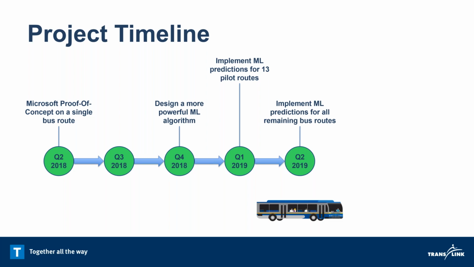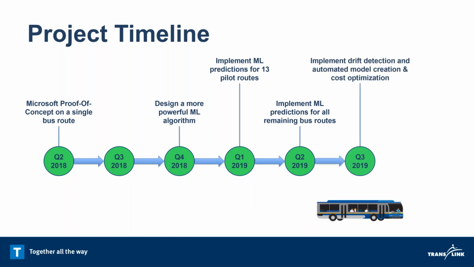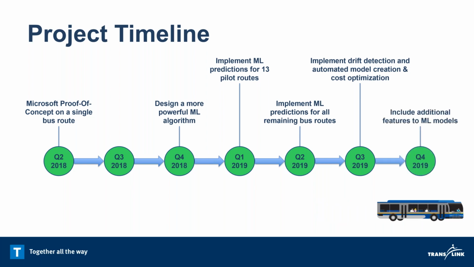After this, we thoroughly analyzed all of the data gathered from the 13 pilot routes. Once we were confident the machine learning models were working, we expanded the infrastructure to support all the remaining bus routes. And now that it's deployed to all our bus routes, we have to maintain the system. So we're currently implementing drift detection and optimizing the cloud costs. And in the future, we'll be looking at improving the machine learning models by adding more factors.